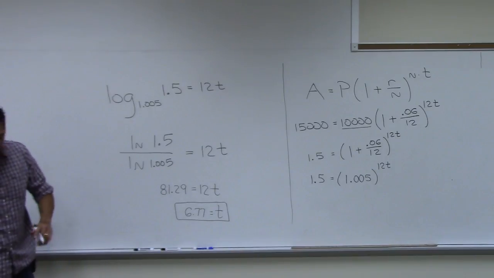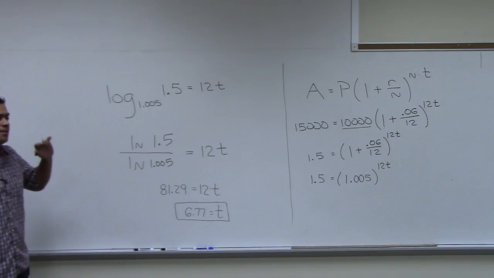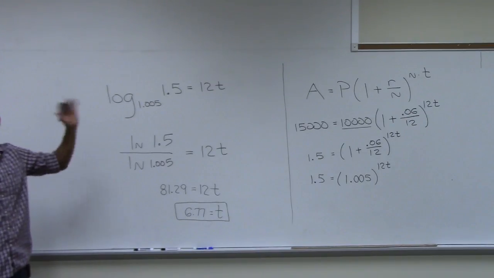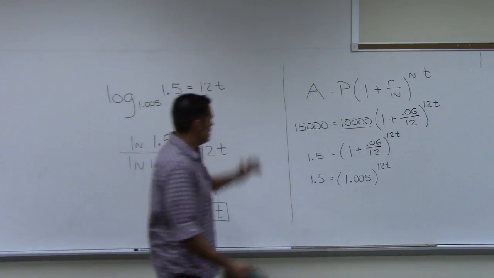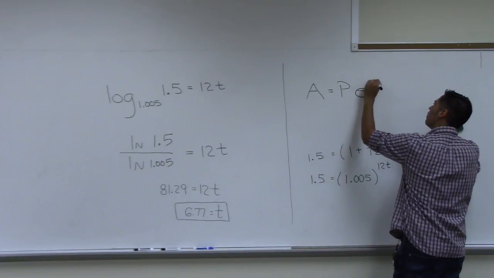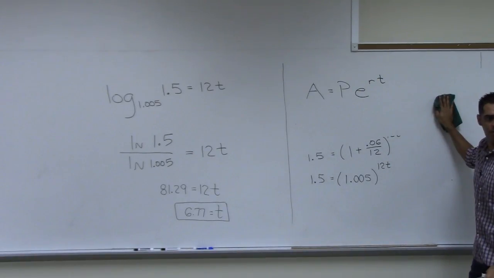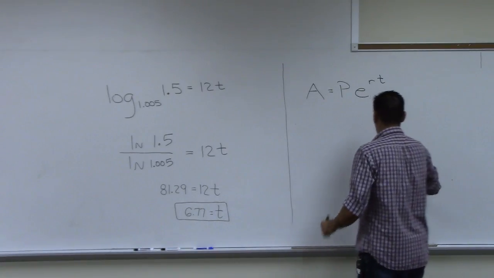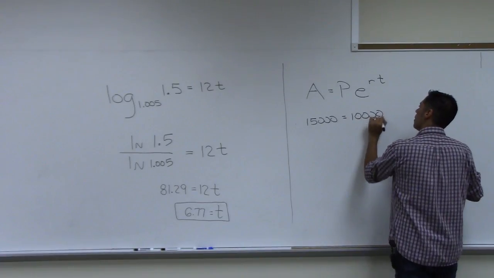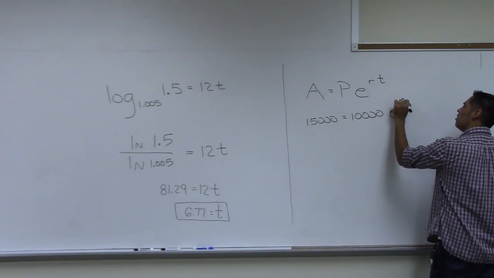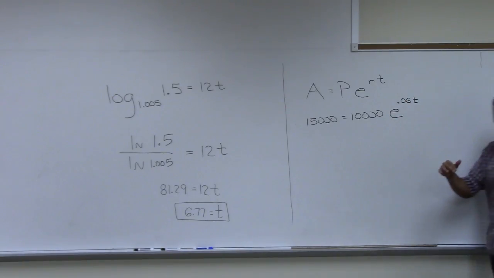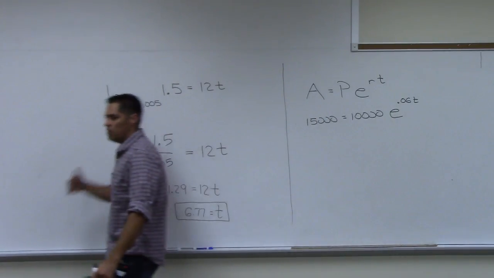Okay, how about this problem if I changed it to, instead of compounded monthly, compounded continuously? Same problem. What would change? This would change, right? And it would change to Pert, like this. That's what it would look like. And then you would have 15,000 equals 10,000 e to the 0.06t. That would be the new equation if I change the problem from monthly compounded to continuous compounded.